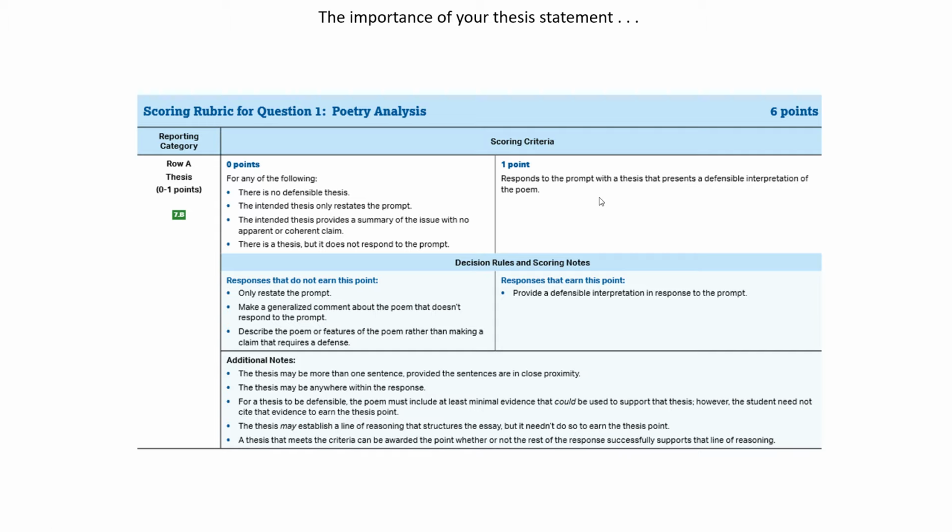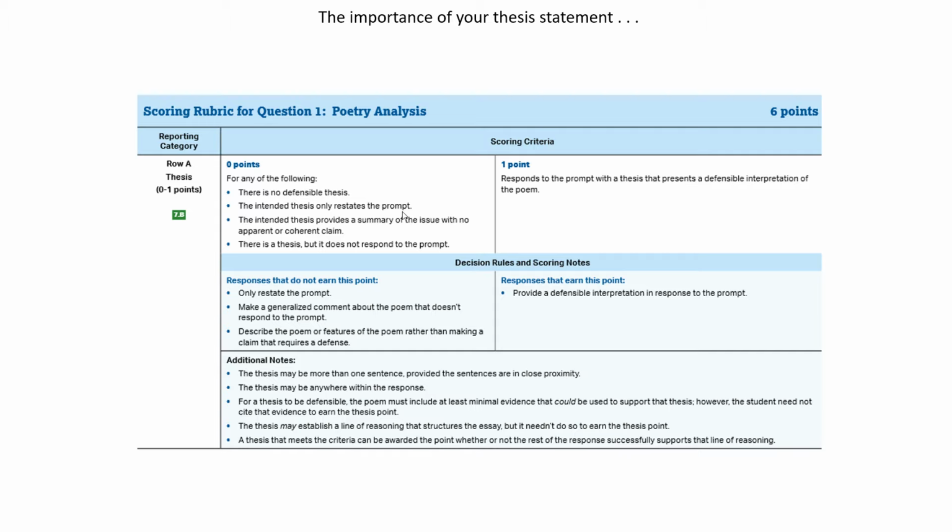The things where people falter is where they A, just don't have one, or B, the intended thesis only restates the prompt. I get that a lot, and that's unfortunate because that's a point that you cannot get. So, for example, if the prompt is, how does the author use contrasts to develop the character in this passage? And then you respond with, the author uses contrasts to develop character in this passage. You're not getting that point. Sorry, bud. So we'll talk about ways to avoid simple restates of the prompt.